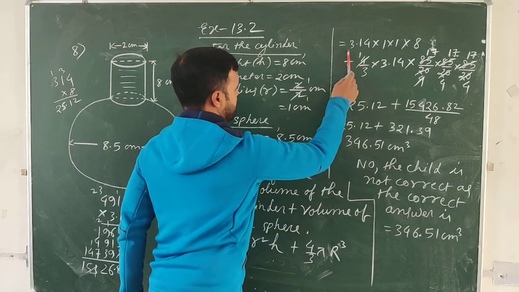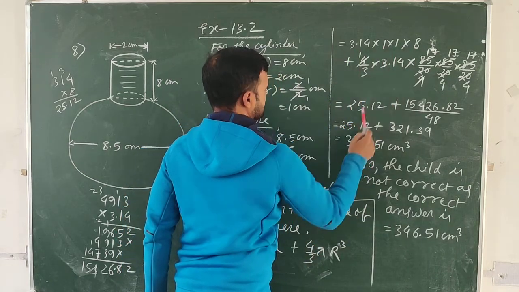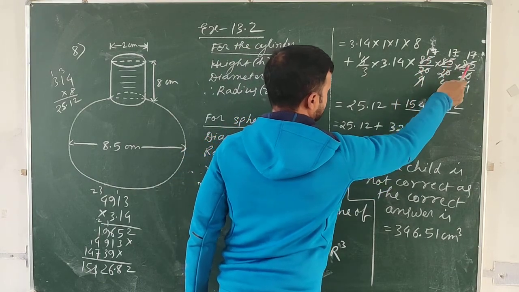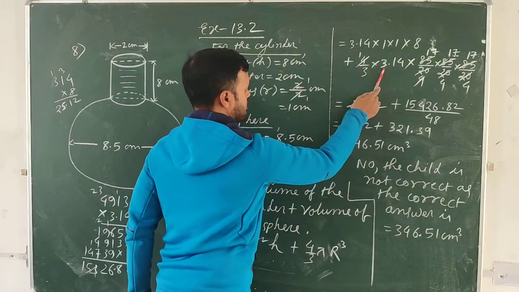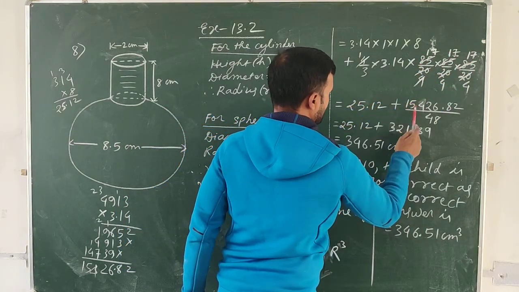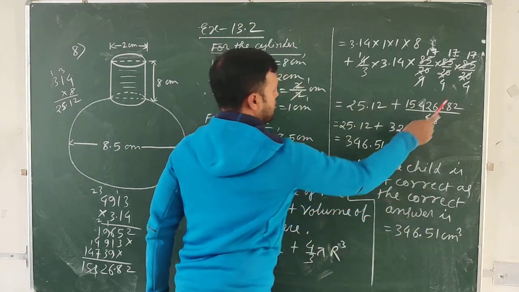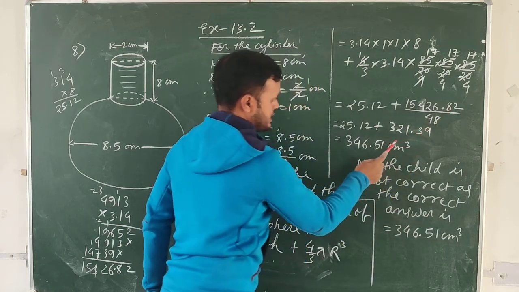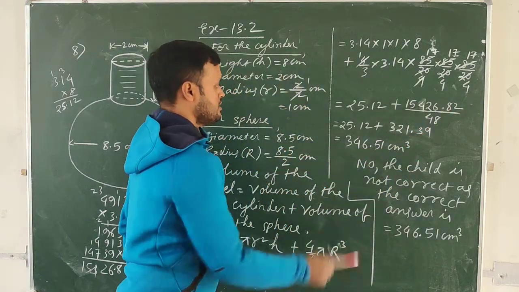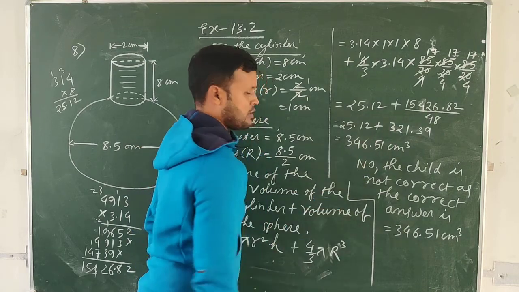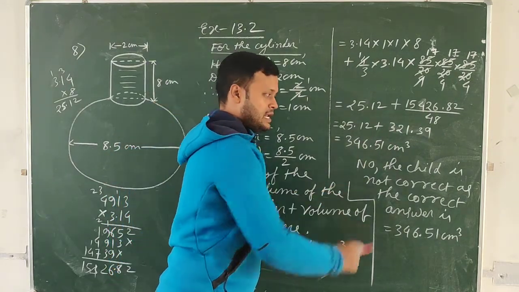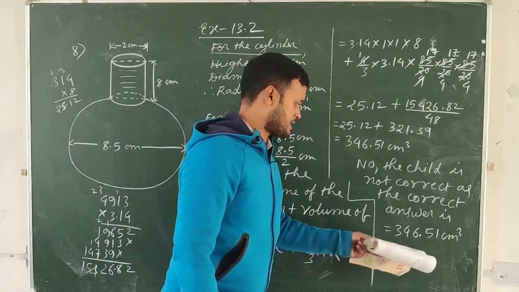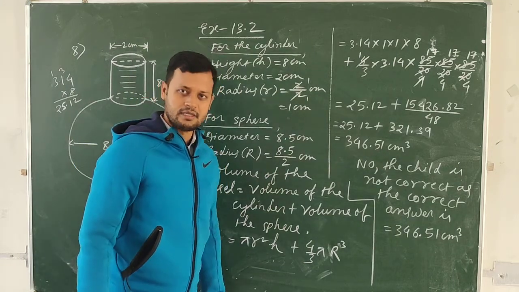Then what I did is, above part I multiplied 3.14 into 1 into 1 into 8 is 25.12, and with 5 I cancel 17 times, 5 I cancel 4 times, same way here also. Next I multiply 3.14 into 17 into 17 into 17, which becomes 15426.82, and below 4 4s are 16, 3 times is 48. So 15426.82 divided by 48 is 321.39. So these two I added, I got 346.51 centimeter cube. So the child's answer of 345 was not correct. The correct answer is 346.51 centimeter cube. Okay.